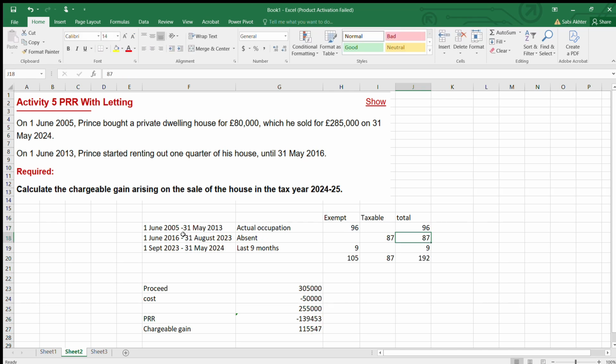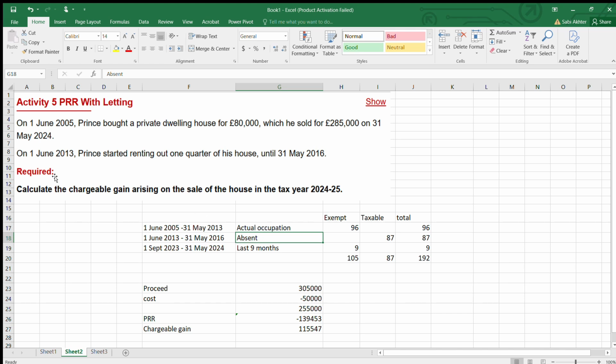Okay, now 1st June 2013, till when did he let it out? 31st May 2016, right? So now how many? 3 years. 3 years means 36 months. But when you are taking 36 months, remember there's a letting period.